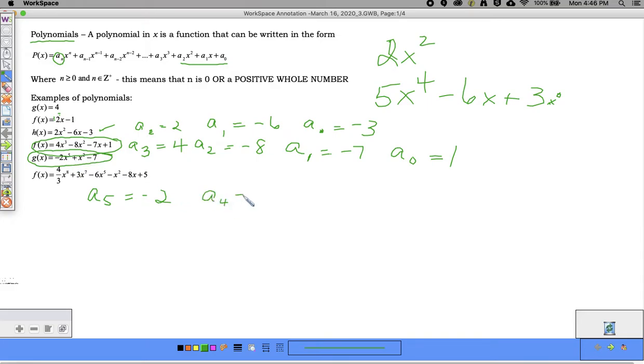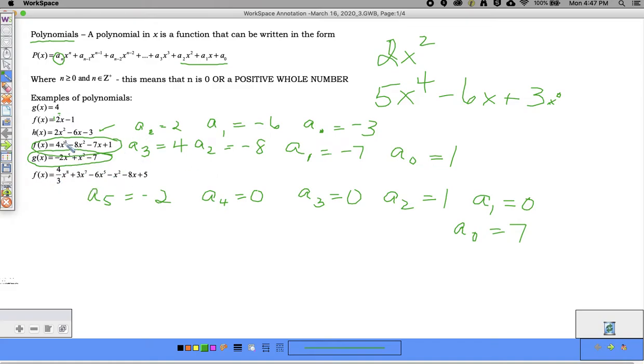But a sub 4, there's nothing there, so the coefficient is 0. A sub 3 is also 0. But a sub 2 is equal to 1. And noticing that there's an a sub 1, which should have the x to the first, is 0 also. But then a sub 0 is equal to 7. So it's just getting into the habit of not being afraid of what a polynomial looks like.